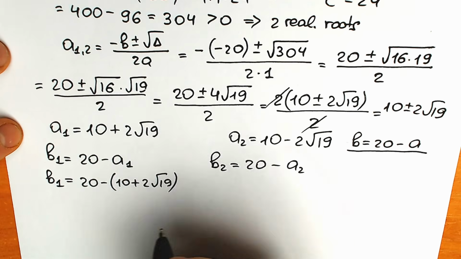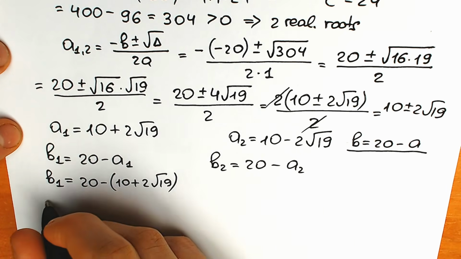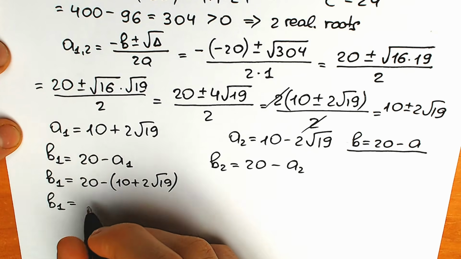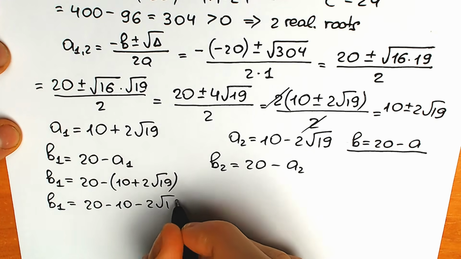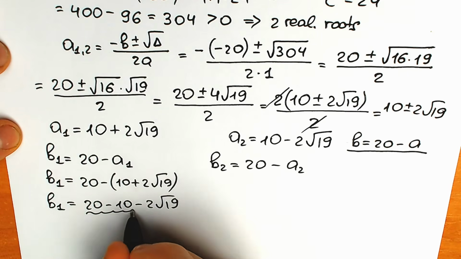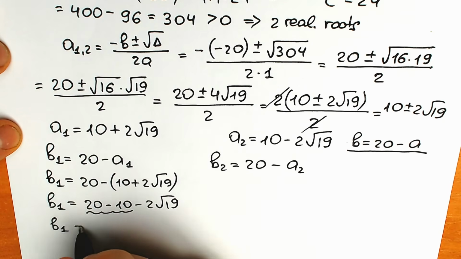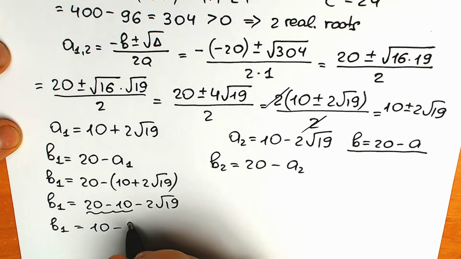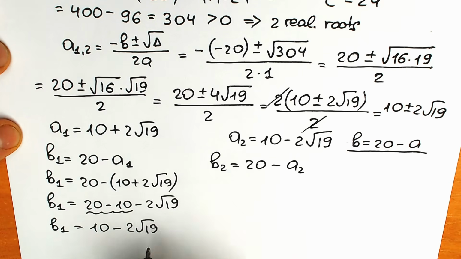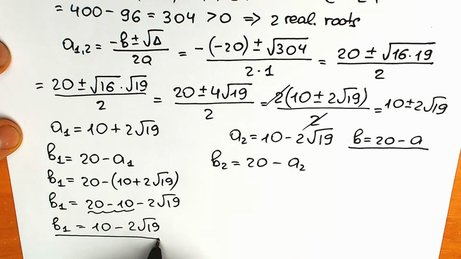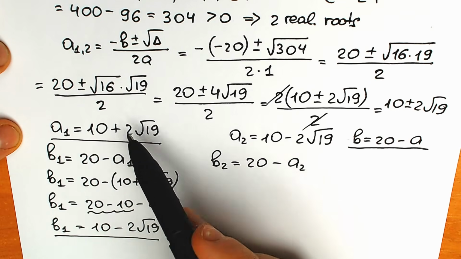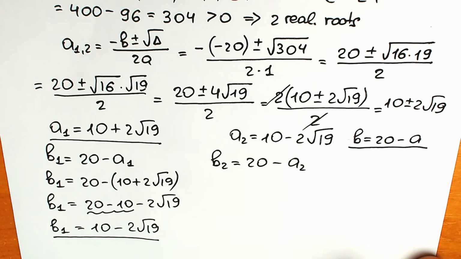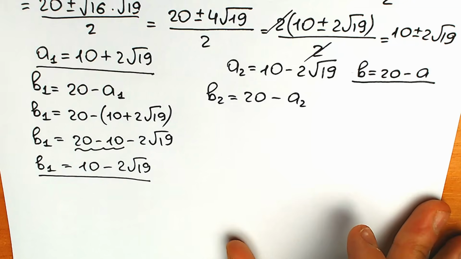And we have the same thing right here, but first of all, let's simplify this expression on the left side. So b first equals 20 minus 10 minus 2 square root of 19. 20 minus 10 equals 10, so b first equals 10 minus 2 square root of 19. And if you look closely, we have two symmetrical roots, b first and a first, so two absolutely the same constants, but with different sign. So it's really great. Right now let's solve it for b second.